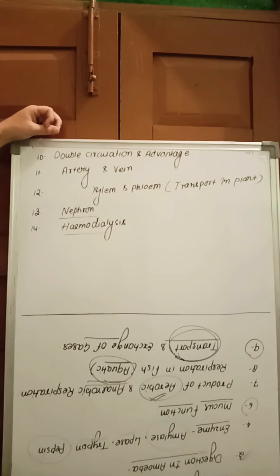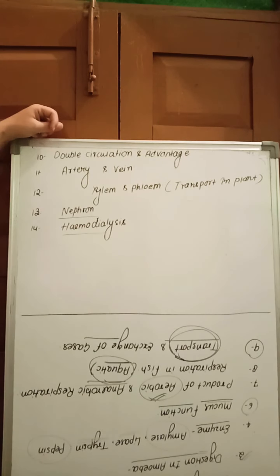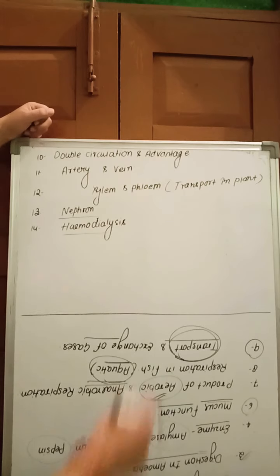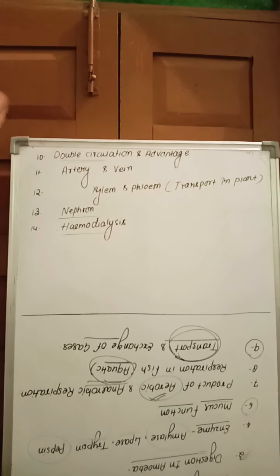Cells and blood circulate two times in the heart. One time, oxygenated blood is received by the left atrium and goes to the left ventricle, and then deoxygenated blood goes to the right atrium and then the right ventricle, then goes to the lungs for oxygenation. So double circulation's advantage is that there is no mixing of oxygenated and deoxygenated blood.